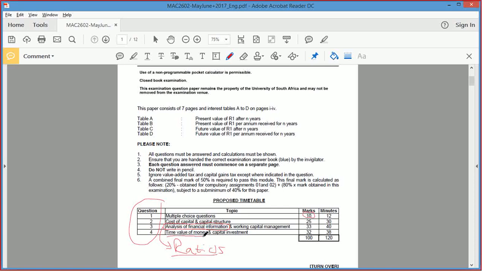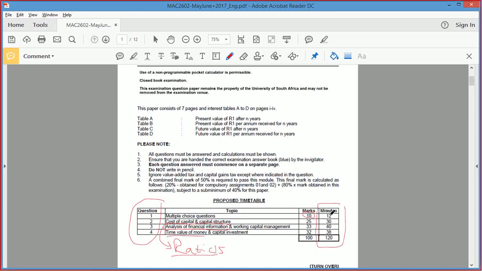And then time value of money as well. So depending on what you find easiest, or what you're most comfortable with, I would start with that. So maybe start with question 4 if you like time value of money. Or if you know your ratios well, then do 3. But try to look for questions that are easier to do. And obviously you need to stick to the time allocation.